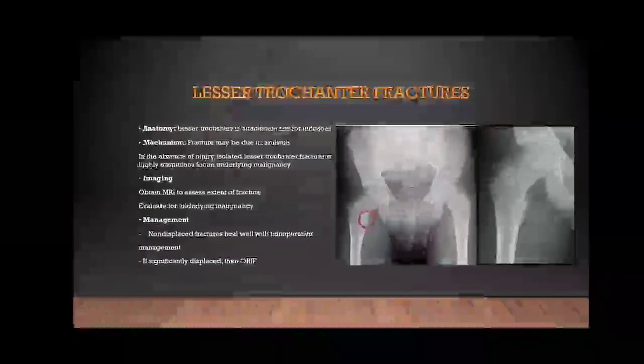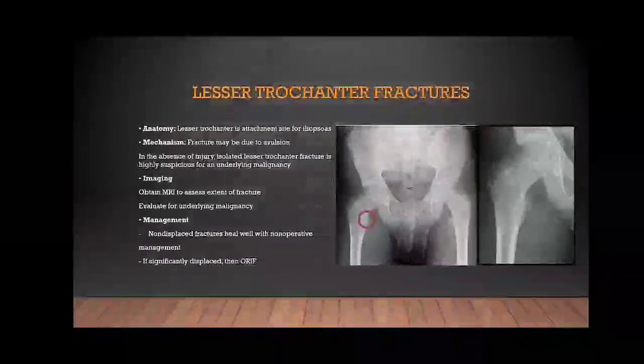Lesser trochanter fractures are again a very small subset of fractures. Isolated lesser trochanteric fracture is rare. This is the attachment for the iliopsoas insertion. This may be due to an avulsion fracture.